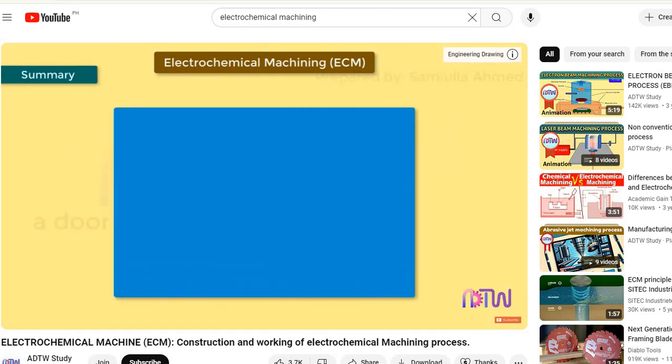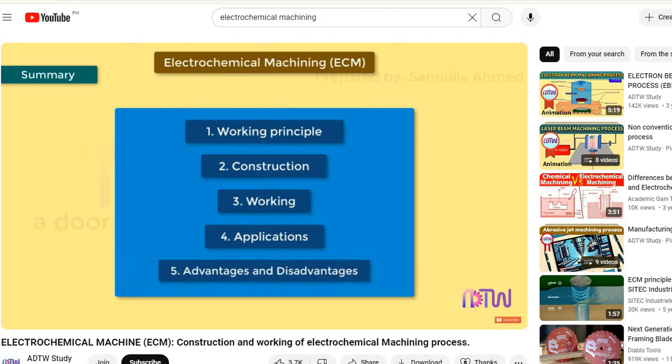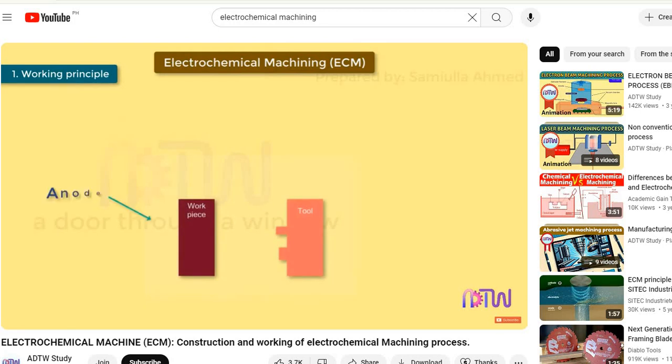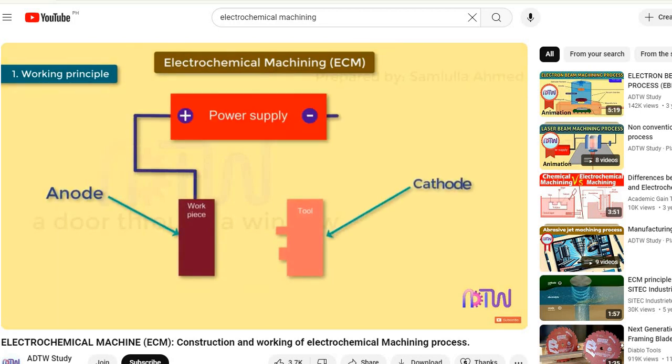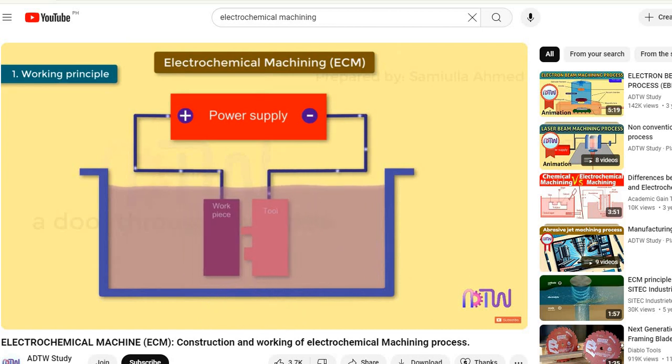This video will cover the following about electrochemical machining process. 1. Working principle. 2. Construction. 3. Working. 4. Applications. 5. Advantages and disadvantages. Working principle. Whenever the two electrodes, anode which is connected to positive terminal, and cathode which is connected to negative terminal, are immersed in an electrolyte, such as NaCl, and the voltage is applied across the two electrodes, the material removal from the anode starts. The anode and cathode are placed very close to each other without touching. In ECM, the material removal takes place at atomic level, so it produces a mirror finished surface.